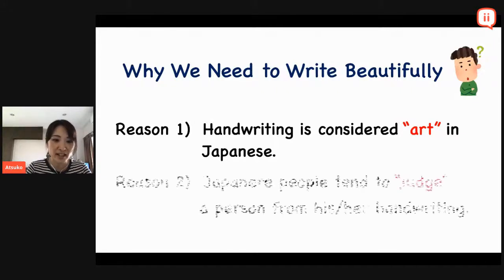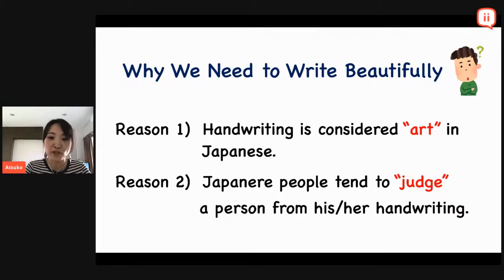The second reason is that Japanese people tend to judge a person from his or her handwriting. If our handwriting is sloppy, Japanese people may think the writer also does other things carelessly, like work. On the other hand, if our handwriting is good, Japanese people tend to regard the writer as a knowledgeable person. Because of these two reasons, beautiful handwriting skills are extremely important in Japanese.